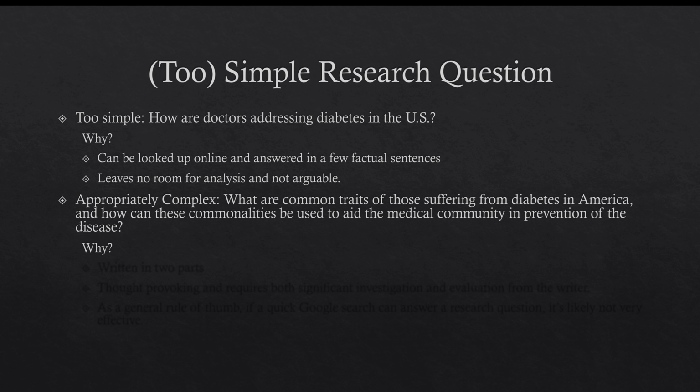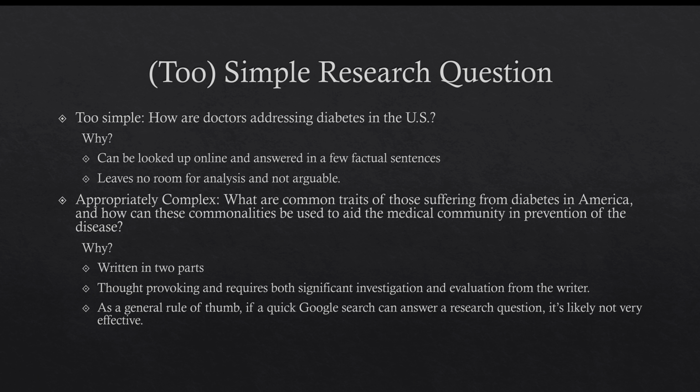So an appropriately complex question would be, what are common traits of those suffering from diabetes in America, and how can these commonalities be used to aid the medical community in the prevention of the disease? So why is this an appropriately complex one? Because it's written in two parts. It's thought-provoking, requires both significant investigation and evaluation from the writer. So I want you as critical thinkers to think deeply about this issue. So as a general rule of thumb, if a quick Google search can answer a research question, it's likely not very effective.